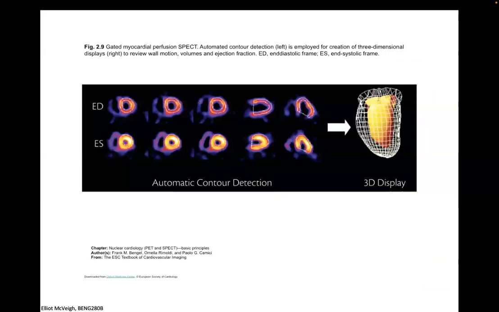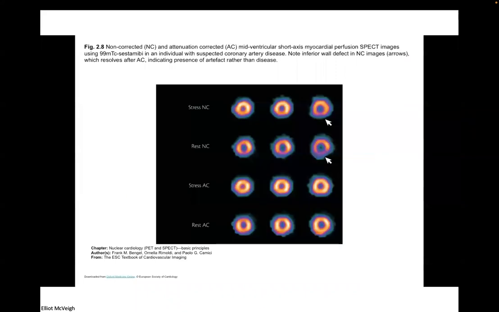I think I had one here. Do I have one? Yeah, so here's a short axis view of the left ventricle, right? Where we have activity as a function of position. This is the chamber of the heart. This is the myocardium. And this is the rest scan. This is the stress scan.